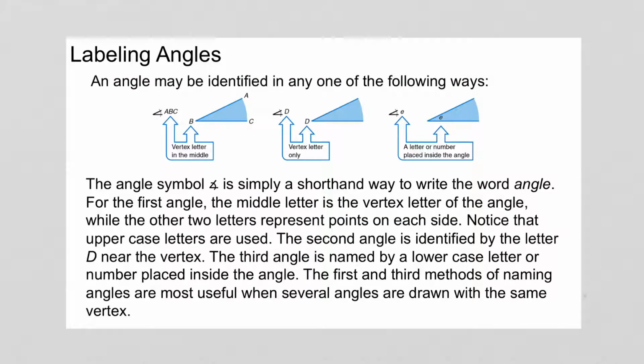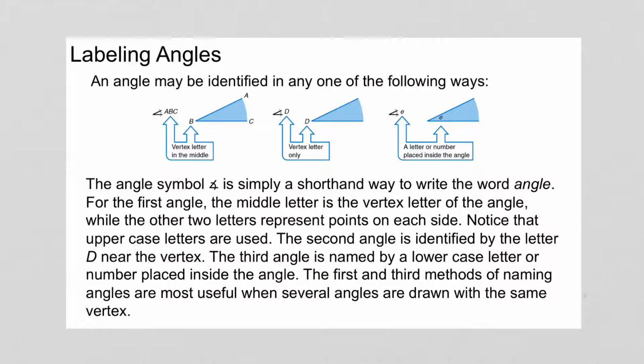An angle can be identified in any of these ways. So the first picture, we're looking at angle ABC, and we notate an angle with a little bitty angle symbol out front. You can also notate an angle with just the vertex, just the point at the vertex, as long as there's not any other angles attached to it. Like if we had another angle coming out here, then you wouldn't know which one was called D, so you wouldn't be able to name it that way.